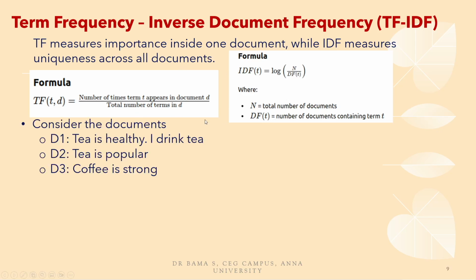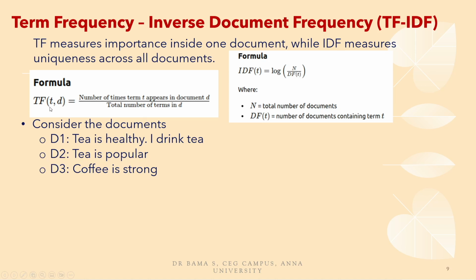So let's do an example here. Consider three documents. For simplicity, I have given only two statements for each document. In reality, each of these documents may be 500 words or 600 words or even 60,000 words or more. So this is just for our class calculation. I have given a very simple document to understand what happens in TF-IDF. D1 is: tea is healthy, I drink tea. Document D2 contains: tea is popular, and document D3 contains: coffee is strong.